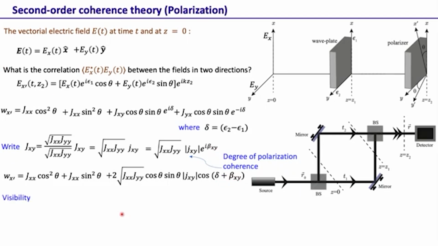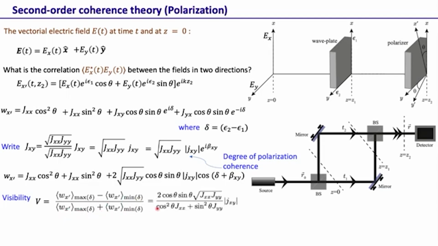Okay, so we can now define, just like in time and space, the visibility here. So visibility is Wx prime max, maximized over this delta, minus Wx prime min, minimized over this delta, divided by Wx prime max plus Wx prime min. And this we can show is basically 2 cosine theta sine theta times the square root of Jxx Jyy times the degree of coherence, divided by Jxx cosine square theta plus Jyy sine square theta.